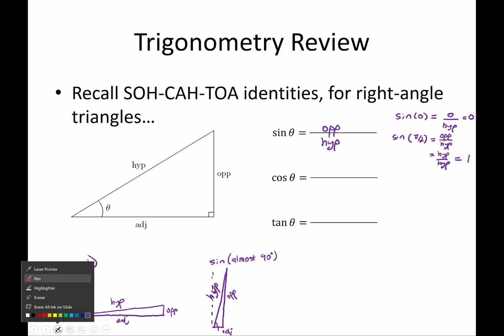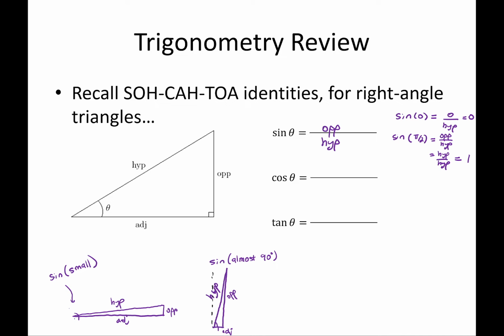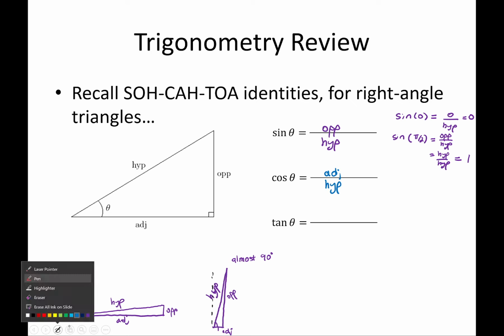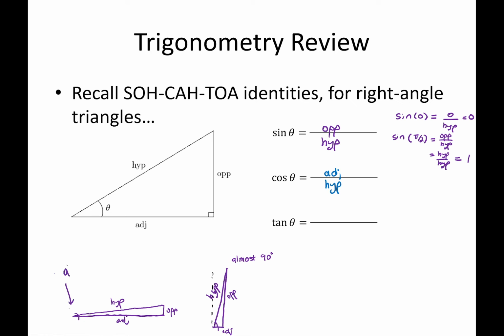Okay, the next trig function is cosine. From your SOHCAHTOA acronym, cosine is defined as adjacent over hypotenuse. And we can use the same pictures. So think about what happens to this cosine function when the angle is very small, or when the angle's almost 90 degrees.